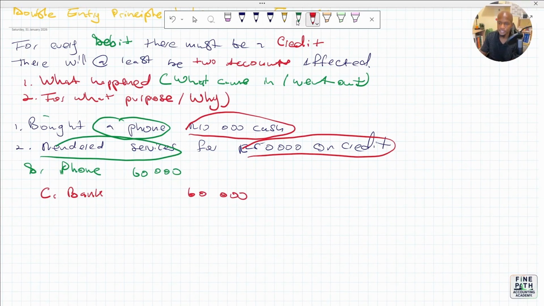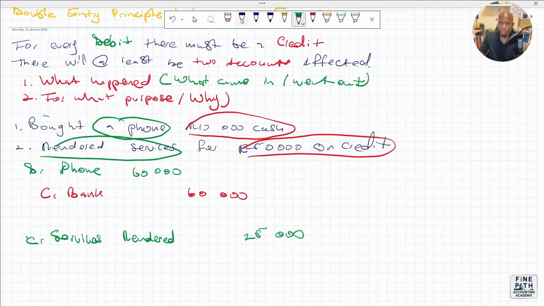And then for the second transaction, we've rendered services for 25,000 rands on credit, right? So services went out. When services go out, it means that we are going to receive income because we've rendered a service. So income is increasing, and income increases on the credit side. So we can write our services rendered for 25,000 rands on the credit side.